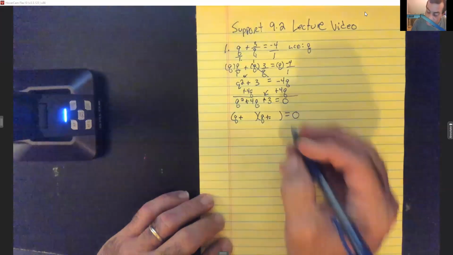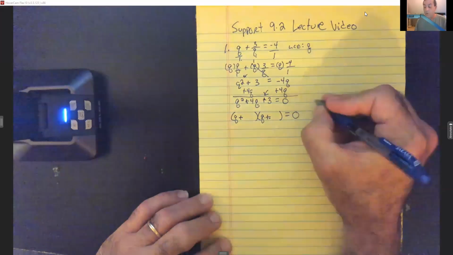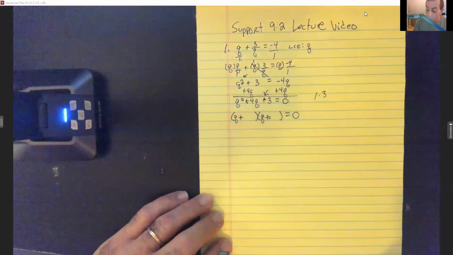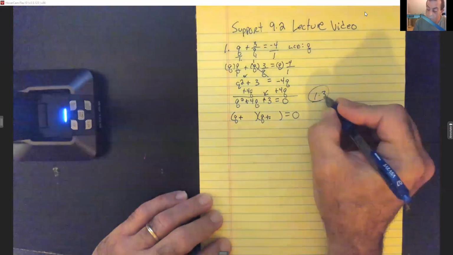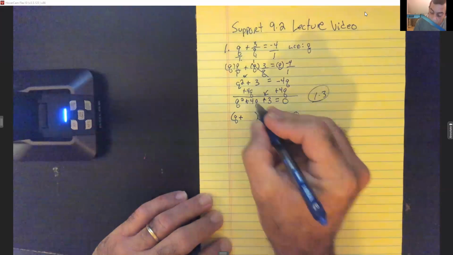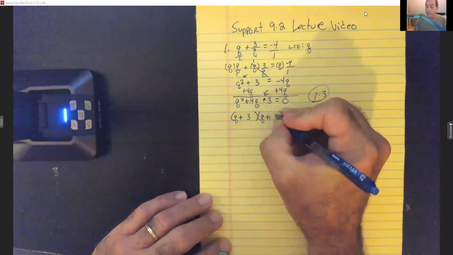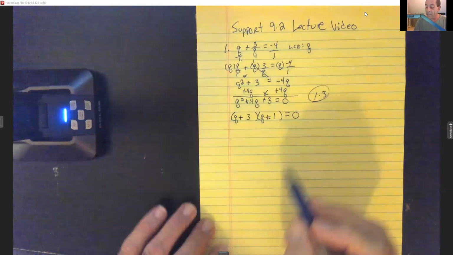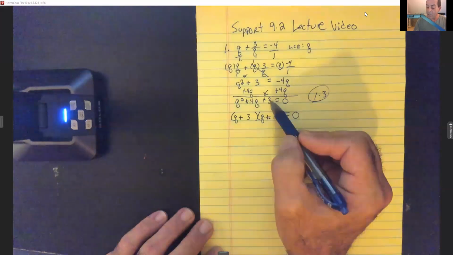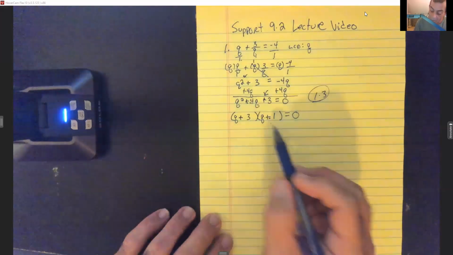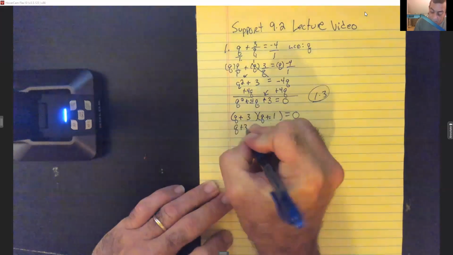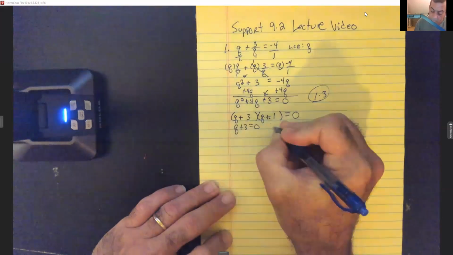So now, what are the factors of 3? Well, 1 times 3 is the only way to multiply and get a 3. And guess what? 3 and 1 add to get 4. So we're going to put both of those numbers. So we needed factors of this last number that added to get the middle number, which were 3 and 1. Now, take both of these and set them equal to 0.